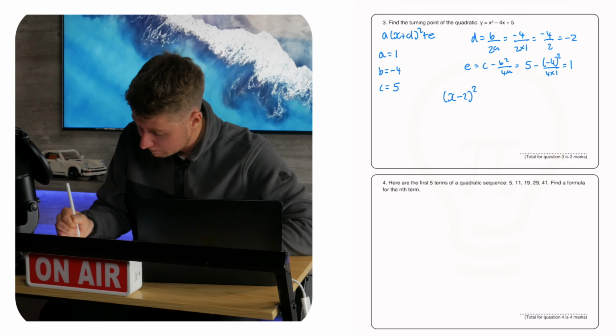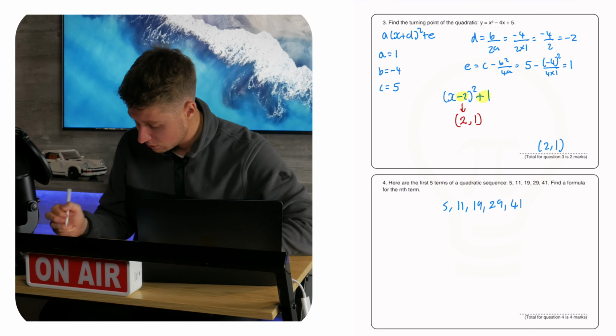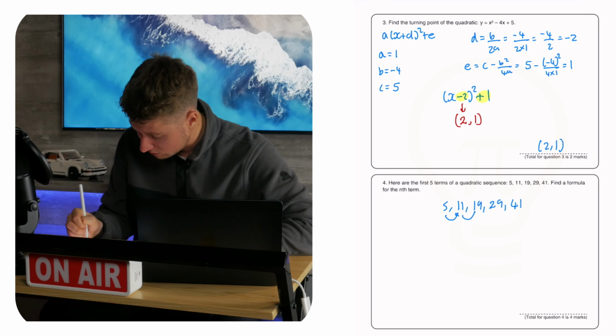Question 4 says, here are the first 5 terms of a quadratic sequence. We've got 5, 11, 19, 29, 41. And we need to find the formula for the nth term of this quadratic sequence. So we're first going to find the common difference. So this is the jump between each of the terms.